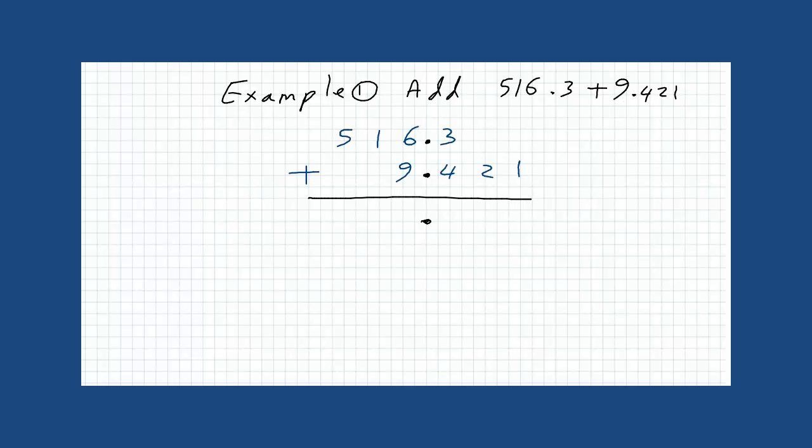So now we will write these numbers. The missing numbers, we can fill them by zeros if we want. So now we can add as usual, the same way we do with whole numbers. So 0 plus 1, 0 plus 2, 3 plus 4, 6 plus 9, 15, we have 1 here. 1 plus 1 is 2, and 5 comes down. And our answer is 525 and 721 thousandths.